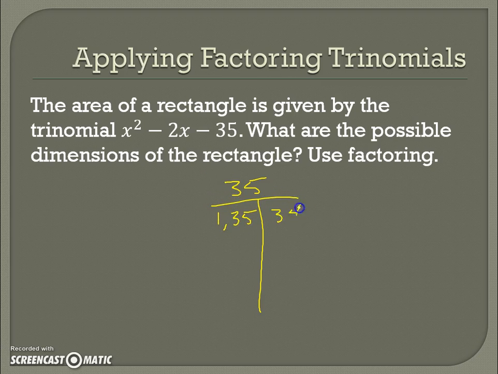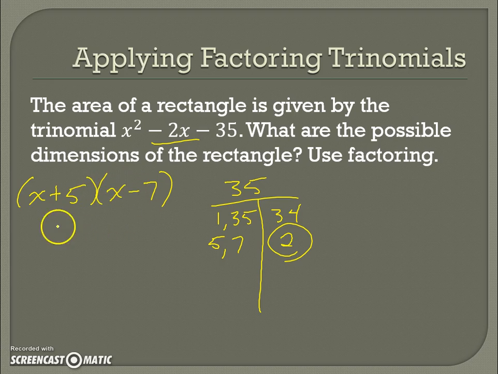So I get 1 and 35, a difference of 34. That doesn't work. 2, is it divisible? No. 3, no. 4, no. 5, yes. And that has a difference of 2. All right, there it is. So I want this number to match. Remember, one's going to be positive, and one's going to be negative. How do I know which is which? Well, this is a negative 2, so the greater absolute value of these must be the negative value. Okay, so the possible dimensions of the rectangle are going to be x plus 5 and x minus 7. This is my answer right here. Those are the possible side lengths.